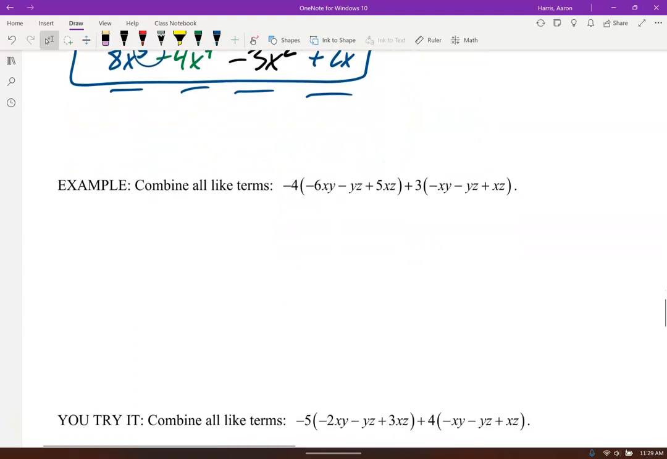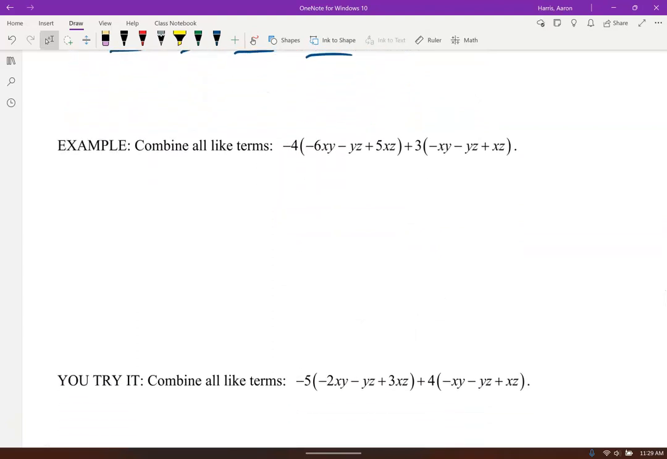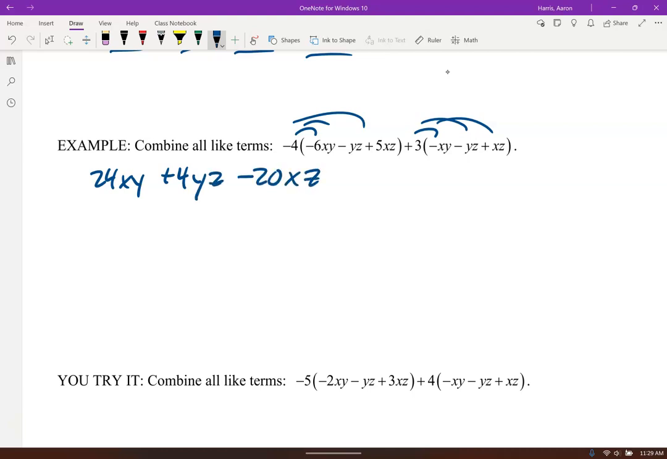All right, let's do a handful more here. Let's go ahead and distribute. And we got 24xy plus 4yz minus 20xz minus 3xy minus 3yz and plus 3xz.